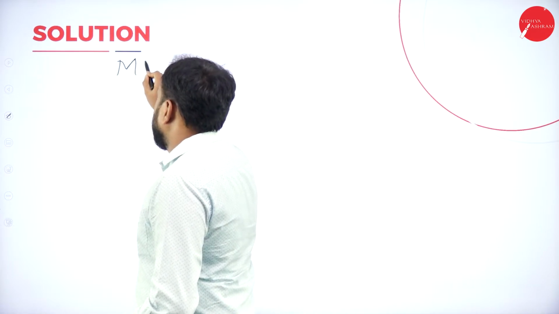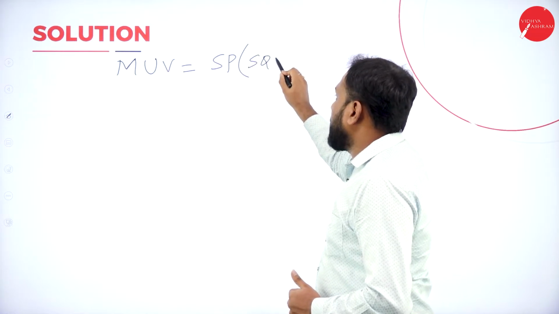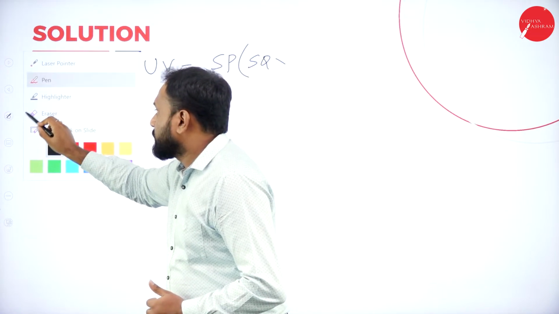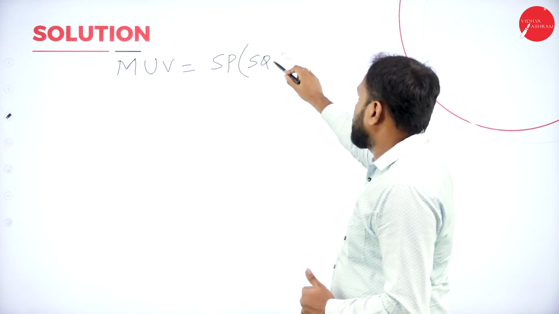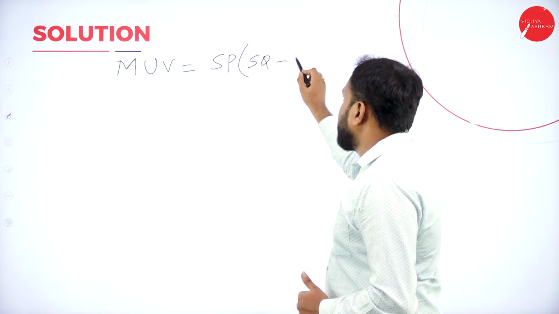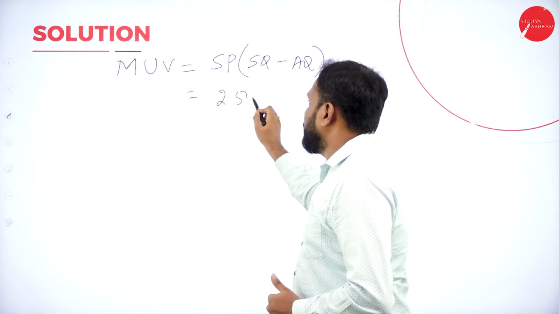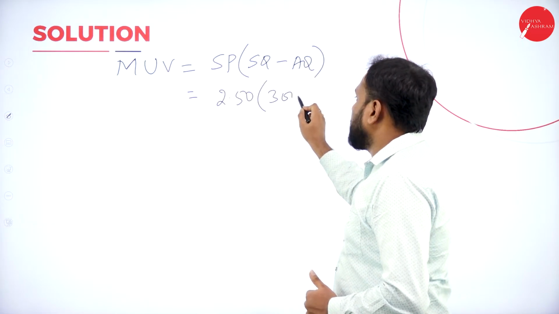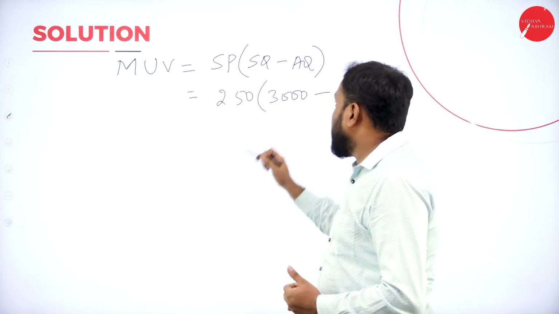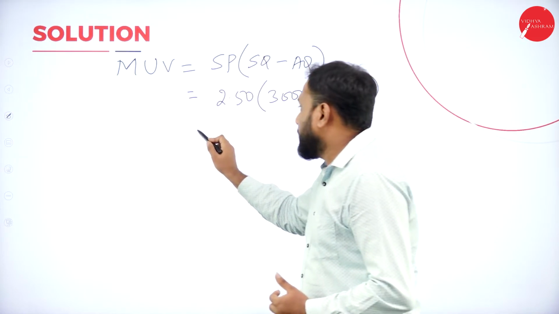Let's go with the next one, that is MUV. MUV is equal to. Now understand MUV. How are you supposed to understand this? It is SP. Now price has come out. What will come? Standard quantity minus actual quantity. Now what is our standard price? Standard price is 2 rupees 50 paisa. Standard quantity is 3,000 kgs, and actual quantity is how much? 3,500 kgs.